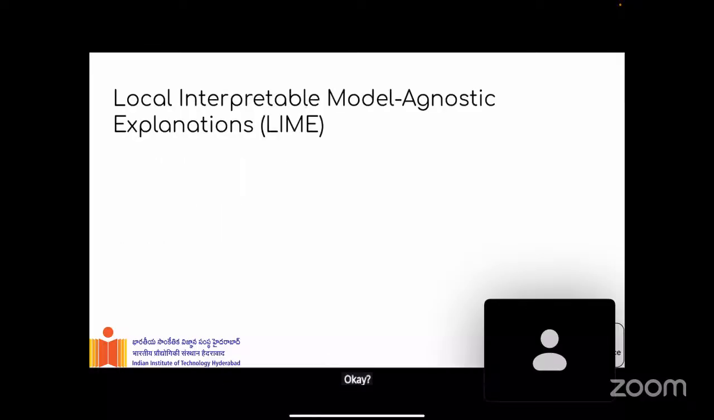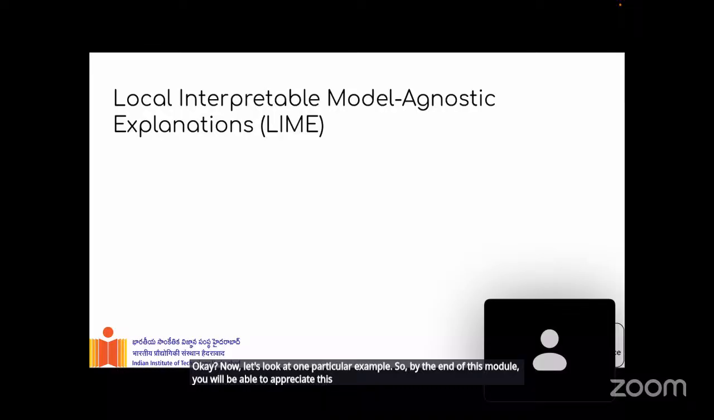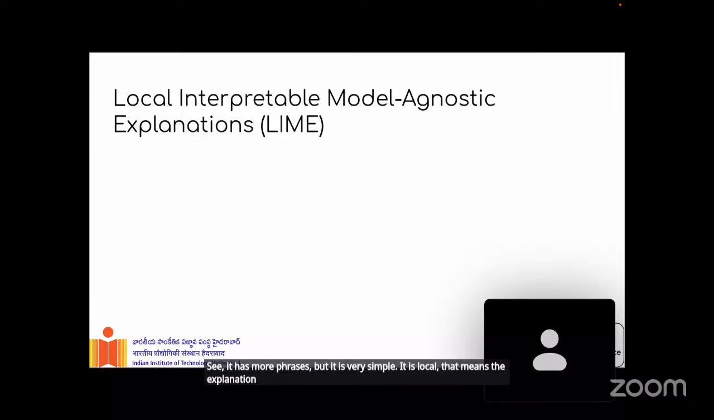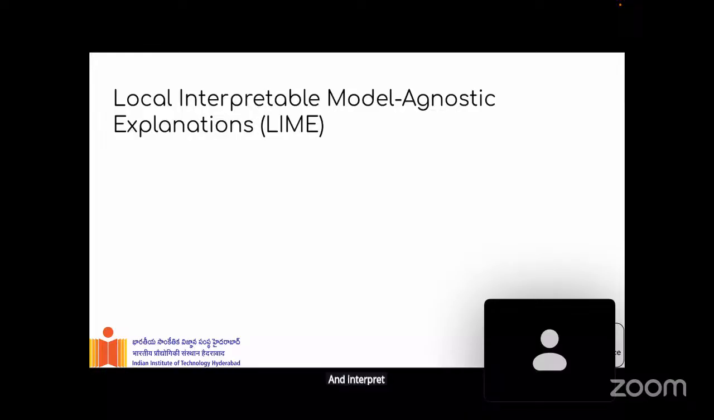Now let's look at one particular example. By the end of this module, you will be able to appreciate this algorithm that I'm going to describe. It's called Local Interpretable Model-agnostic Explanation. See, it has more phrases, but it is very simple. It is local, that means the explanation is valid only within the neighborhood of that point. And interpretable, because we are using an interpretable approximation. It can be a linear model or a decision tree, which will approximate the black box model within the neighborhood of that point. And also model agnostic.